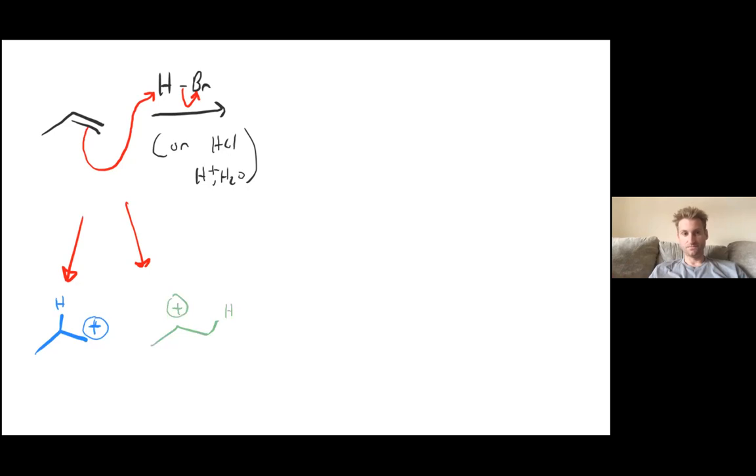So this first one, we would have a primary carbocation. On this one on the right, we would have a secondary carbocation. Because we make a secondary carbocation on the one on the right, it is going to be dramatically more stable, and therefore this one is dramatically less likely to form.